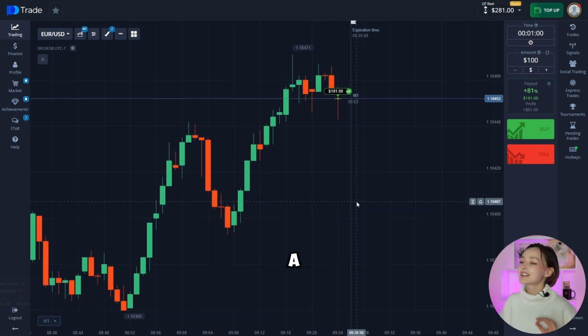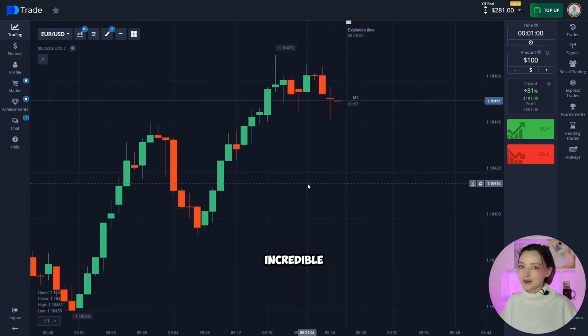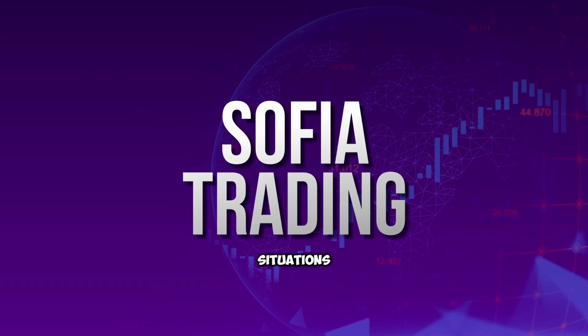So we managed to make a solid profit off of this trade. We captured an amazing motion, which is just incredible. Let's look for other situations.